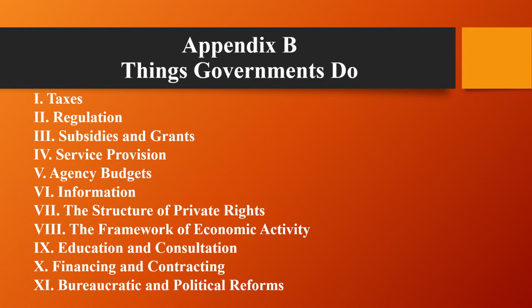This is the numerical list that Bardach provides the readers with: taxes, regulations, subsidies and grants, service provision, agency budgets, information, the structure of private rights, the framework of economic activity, education and consultation, financing and contracting, bureaucratic and political reforms.